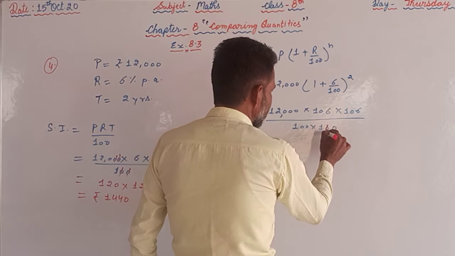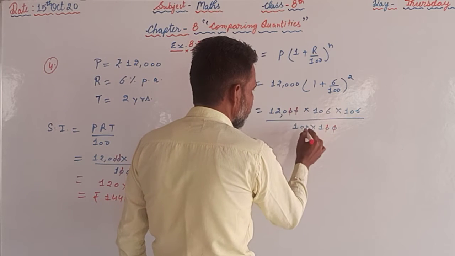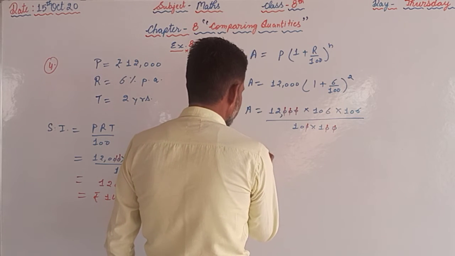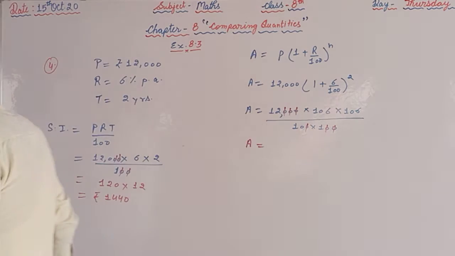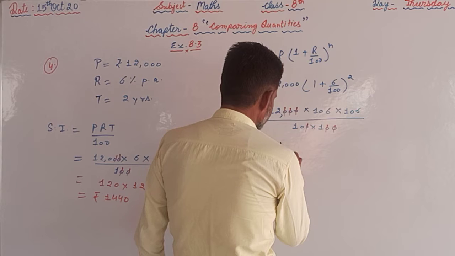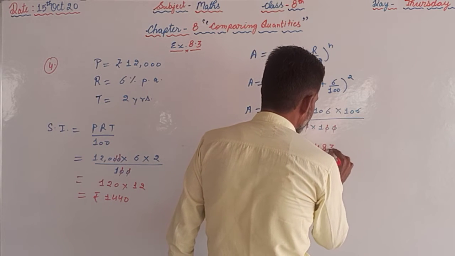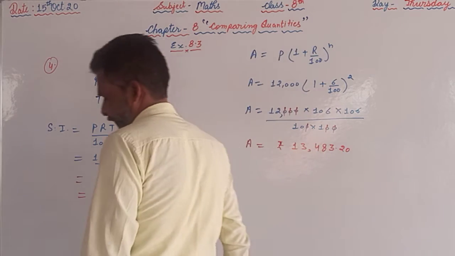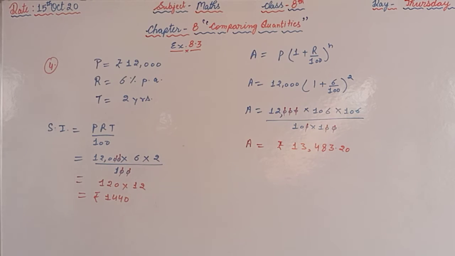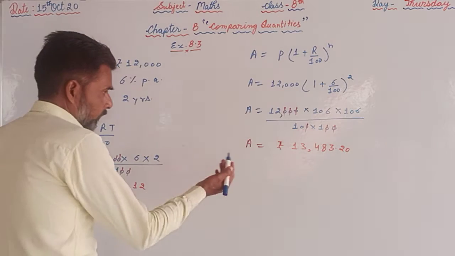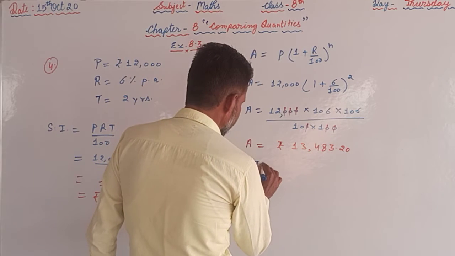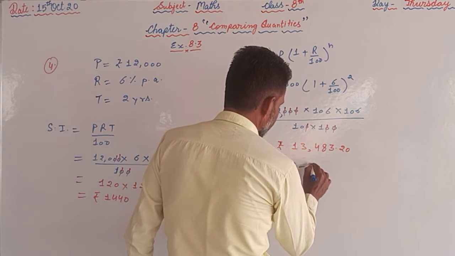So 2 zeros we can cancel out here, 1 zero we can cancel out here, and if we calculate that we will get that the amount is 13,483 and 20 paise. So the compound interest is equal to amount minus principal.